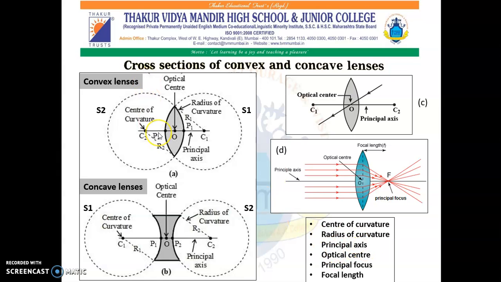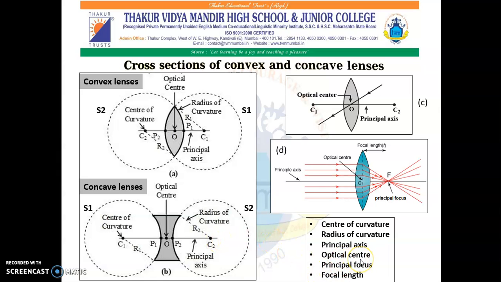Principal axis. The imaginary line passing through both the centers of curvature is called the principal axis. So this is the imaginary line that is passing through C1 and C2. It is called the principal axis. Similarly here for the concave lens also.